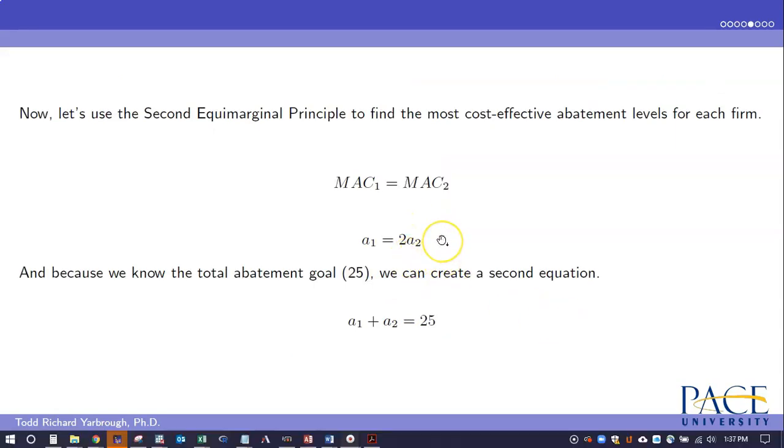This establishes for us an equation. So we have one equation here that says that the abatement level for firm 1 will be equal to 2 times the abatement level for firm 2. Then, because we know the total abatement goal is 25 units, we can create a second equation where the abatement for firm 1 plus the abatement for firm 2 is equal to the standard. Okay, so now we have 2 equations and 2 unknowns. Anytime you have 2 equations and 2 unknowns, you are able to solve for each of the 2 unknowns. So that's what we'll do.